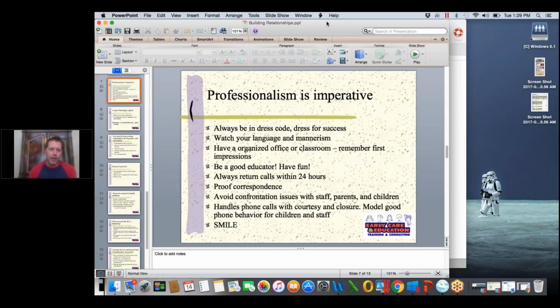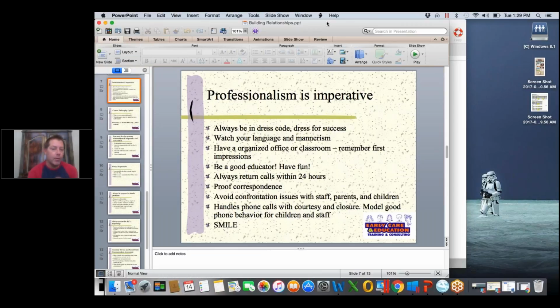We talked about the follow-up. Make sure that you proof your correspondence. This is more on the parent side right there. Children don't really care. But for the parent and the coworker part, avoid confrontations. Now that is a big one right there. When we talk about social development, you're going to read a lot in your essentials textbook on handling confrontation and teaching children to problem solve on their own. All right, so you're going to have to model this to them as well.